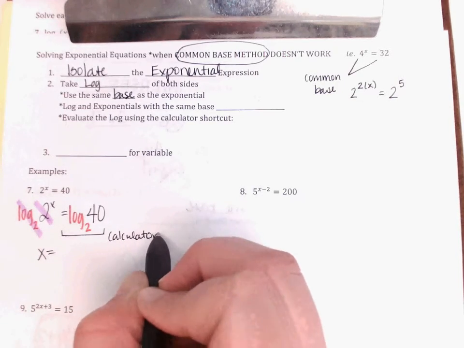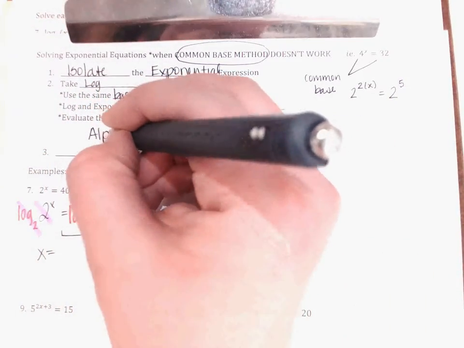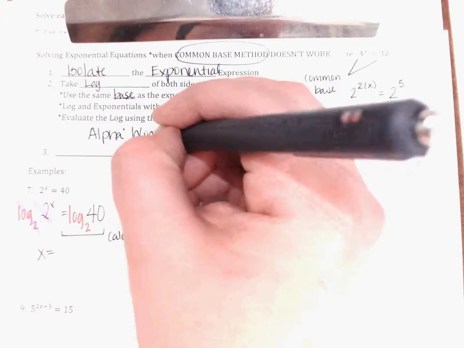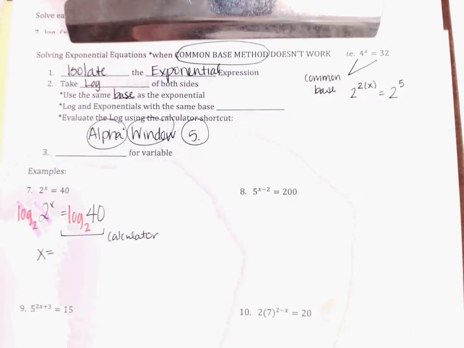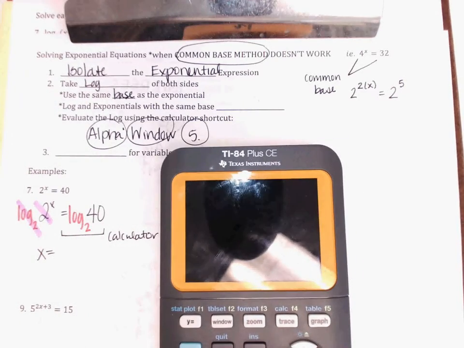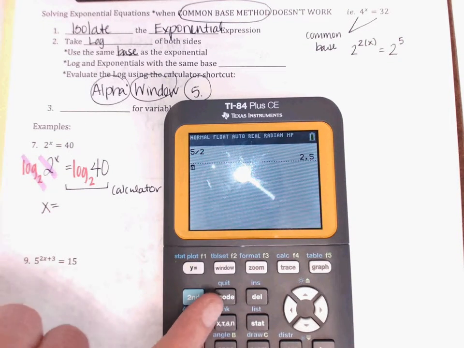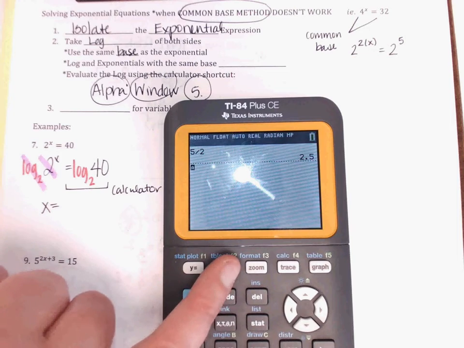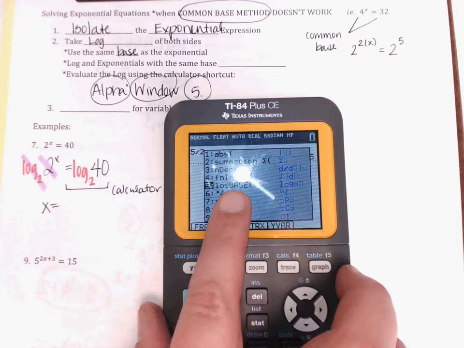So I'm going to show you the button for it, but it's alpha window. And then it's option number 5. Okay? So I'm going to show you how to type that in now. So turn your calculator on. You're going to push alpha, which is the green button right here. Then you're going to go up to window, which is right here. And then go down to number 5. See where it says log base?